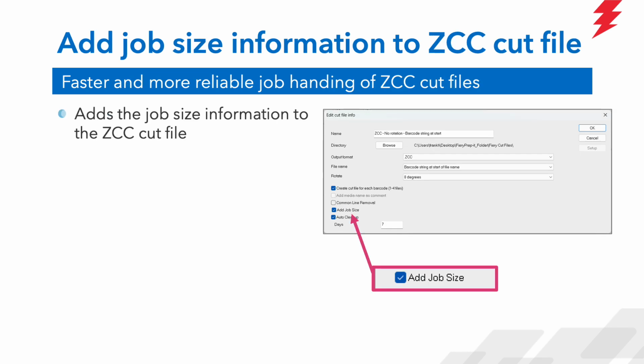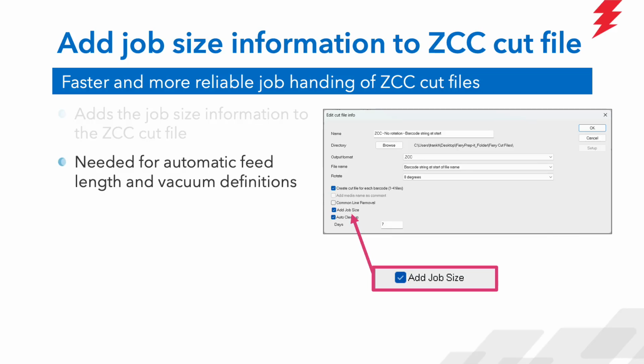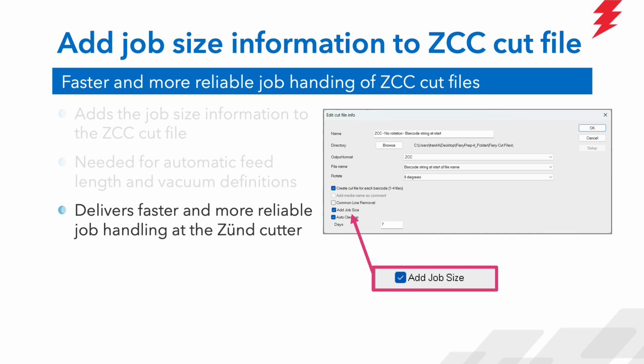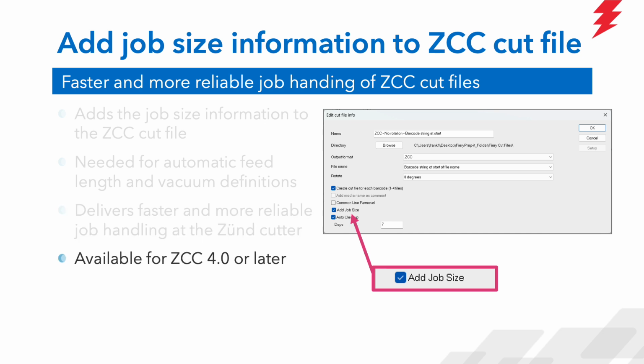In this same window, if you are generating Zund Cut Center cut files, you will be able to enable an additional option labeled Add Job Size, which will add the job size information into the ZCC file. This information is needed for automatic feed length and vacuum definitions for use with Zund cutters based on the job size. This feature will provide you with faster and more reliable job handling when used with your Zund cutter. This feature is for use with Zund Cut Center version 4.0 or later.